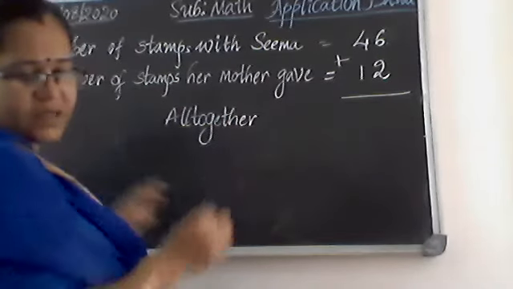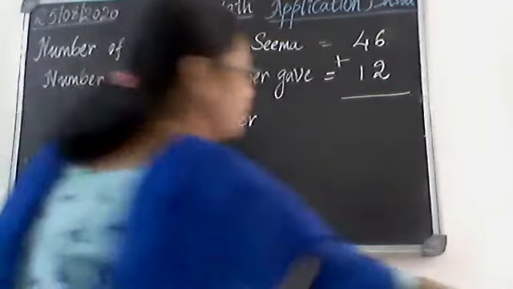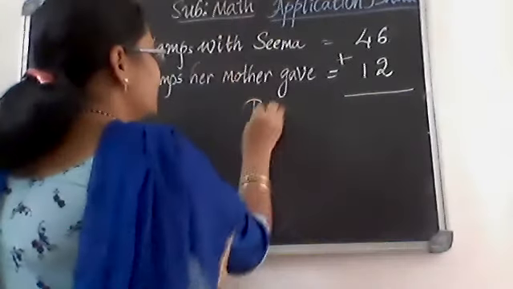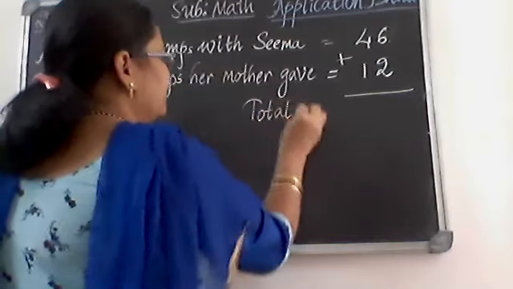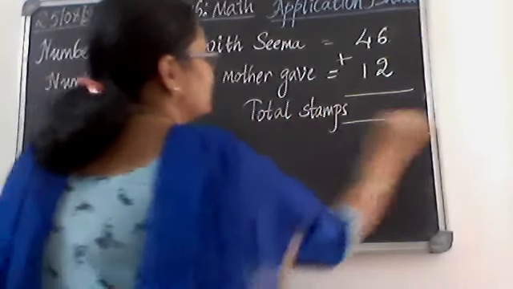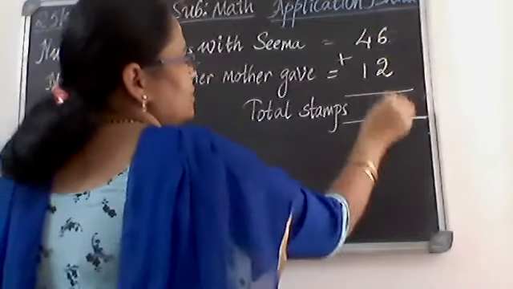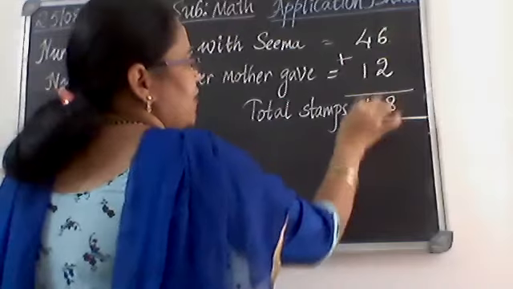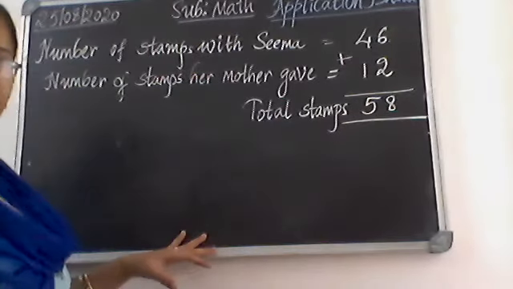How many stamps he had? Or we can call it the total stamps. Let us find out how many total stamps he had. So simple addition you do. 6 plus 2 is 8. 4 plus 1 is 5. You got the number 58.